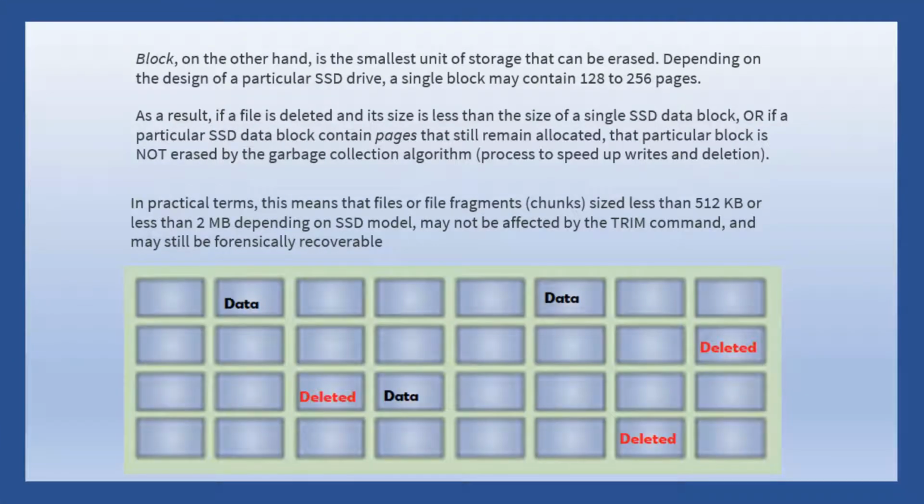While a page is the smallest unit that can be written to, a block, on the other hand, is the smallest unit of storage that can be erased. Depending on the design of a particular SSD drive, a single block may contain 128 to 256 pages. This means that a deleted file with a size less than a block will remain on the block until the block is erased. This may seem inefficient, and there are routines that address this issue, such as a garbage collection algorithm and a trim command up to certain file sizes.